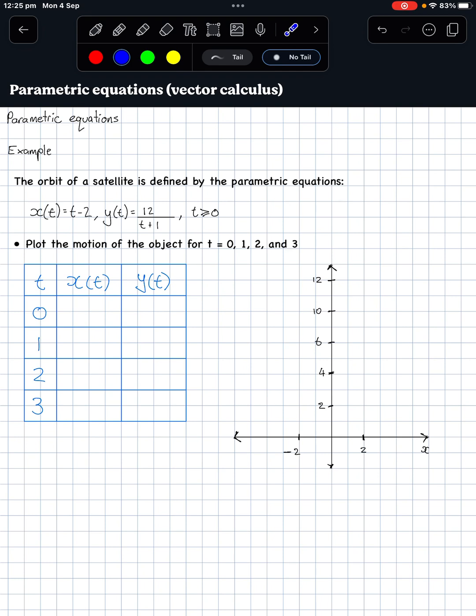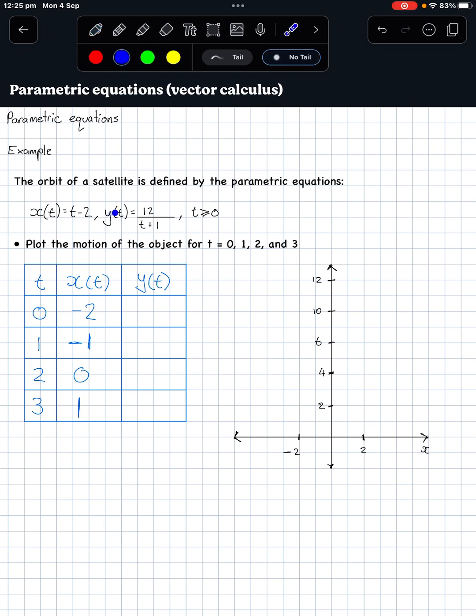Straight off the bat, let me get the pen up. If t equals 0, then 0 minus 2 gives us negative 2. If t equals 1, 1 minus 2 gives us negative 1. If t equals 2, 2 minus 2 gives us 0. And then the next one, 3 minus 2 gives us 1. So we've got these values.